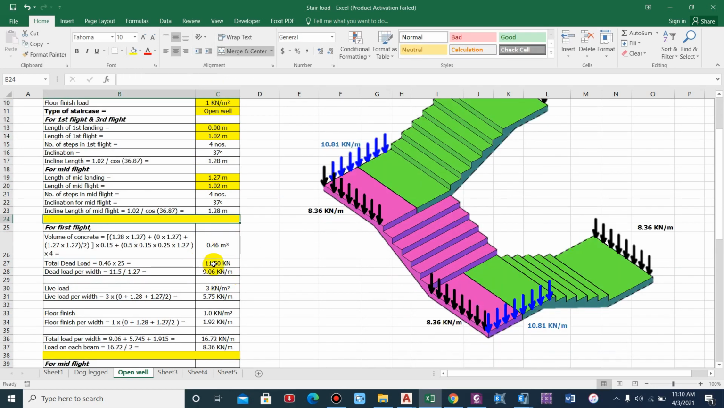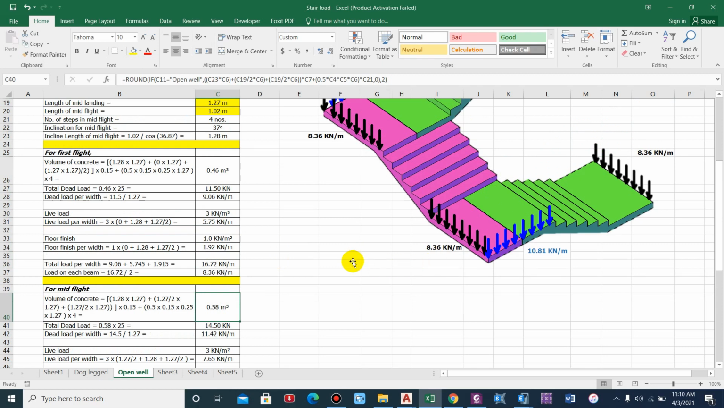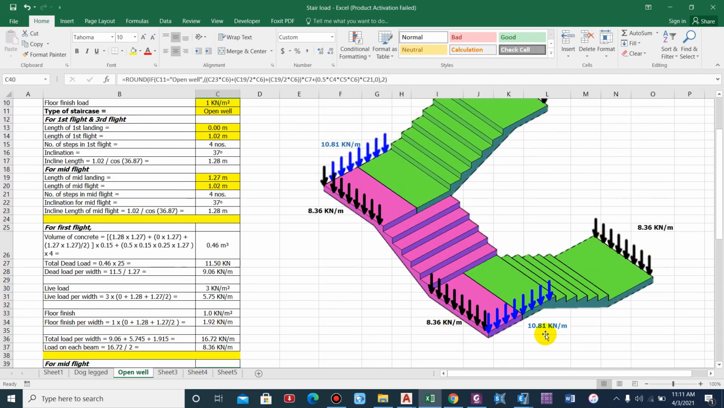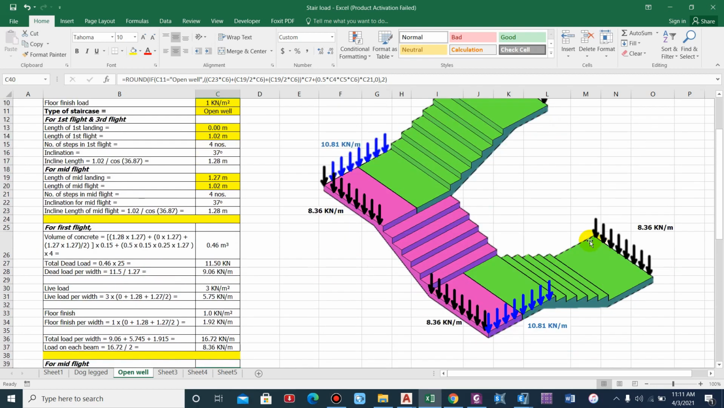So the volume of concrete will get all of these terms. I hope you can understand this value, 0.46, 0.46, 0.58 for the mid landing. So the total load is 8.36, 8.36, 10.81, 10.81, 8.36, 8.36. As we don't have a landing over here, the load is coming less.